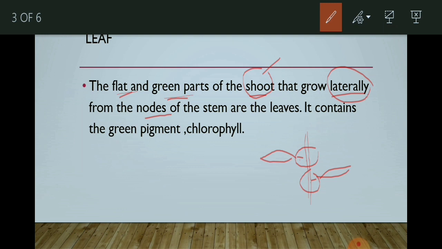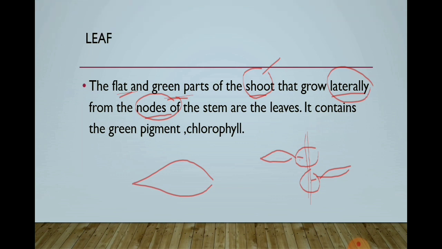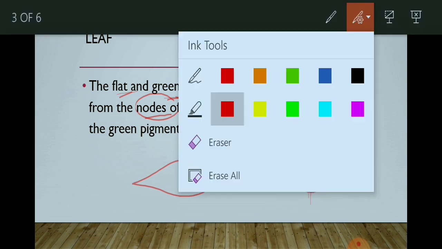So the leaf is growing from the nodes of the stem, and generally we see that a leaf contains a green pigment called chlorophyll. That's why it is green in color. But don't think that all leaves are always green in color. If it is green, it is due to the presence of chlorophyll. But sometimes it is non-green, and when it is non-green, it means that this chlorophyll pigment is not present at all. Now next I will discuss the parts of the leaf.